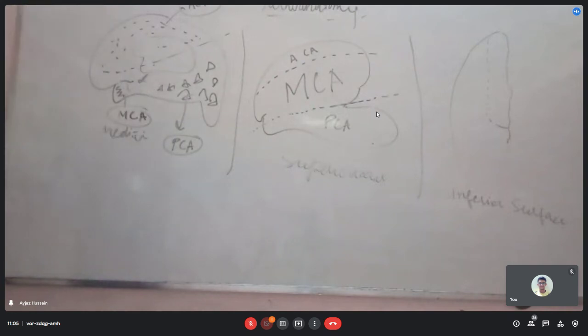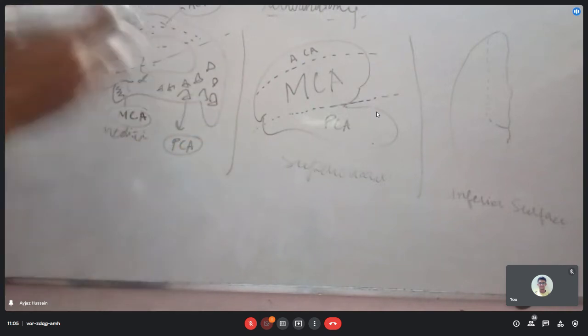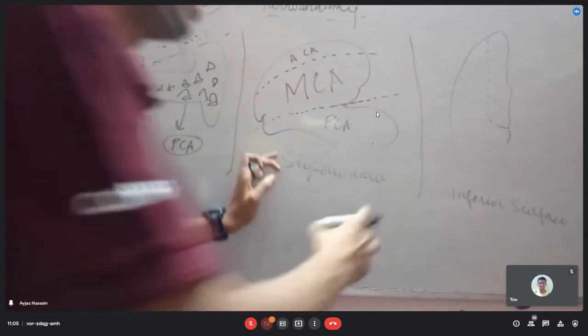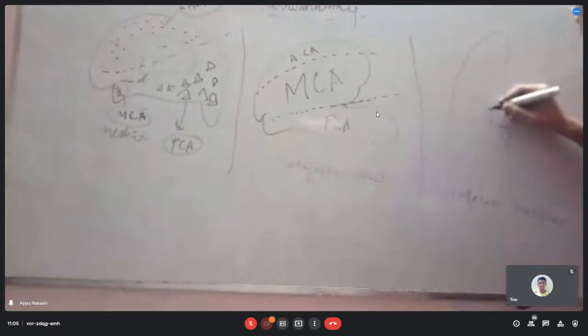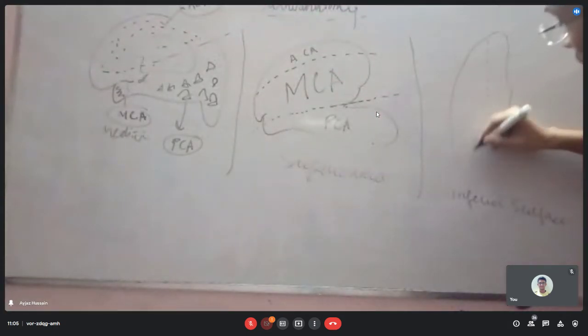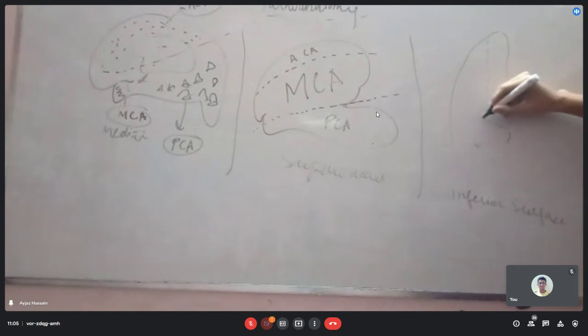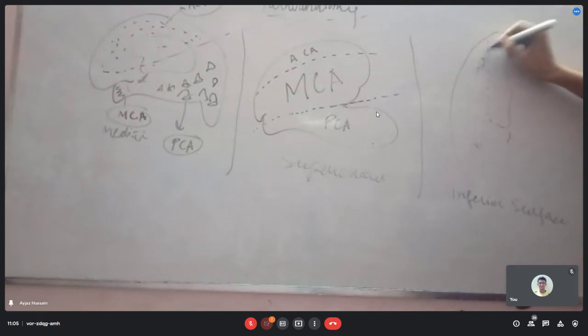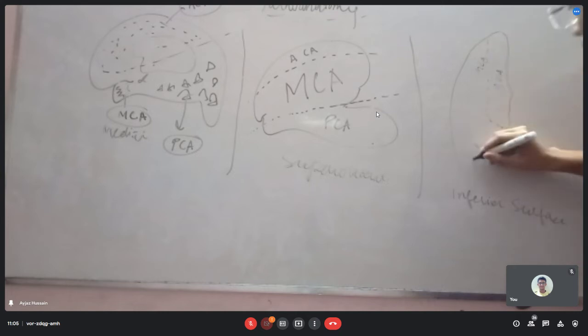In the exam, if you can be very creative, you can draw color diagrams. This is the maximum I can draw. So this is the possibility. Again, predominantly it will be supplied by the posterior cerebral artery. Some part will be supplied by the middle cerebral artery and the anterior cerebral artery.